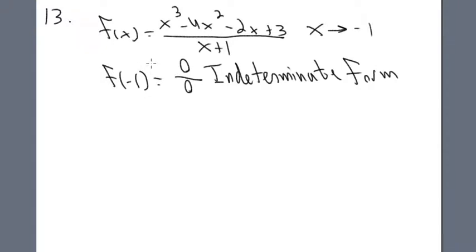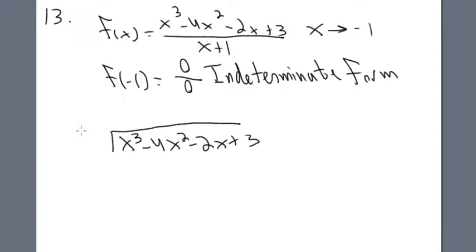Indeterminate form means we have a removable discontinuity, and so we need to find that by factoring this cubic up top. Since we're factoring a cubic, we're going to do synthetic division. So top in the box, x cubed minus 4x squared minus 2x plus 3 divided by the x plus 1 on the bottom.